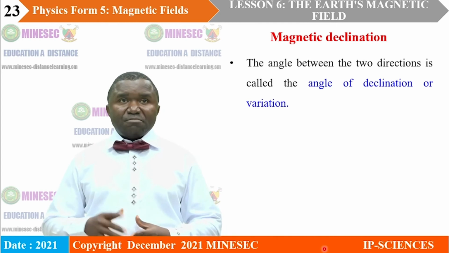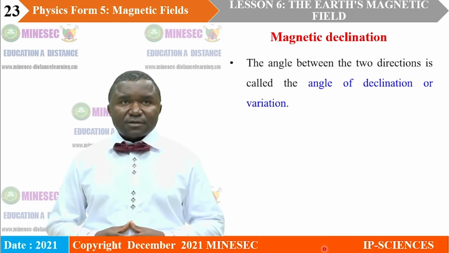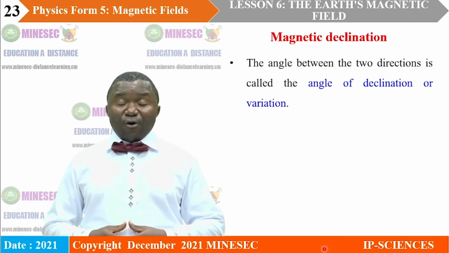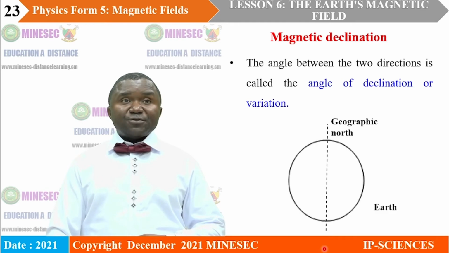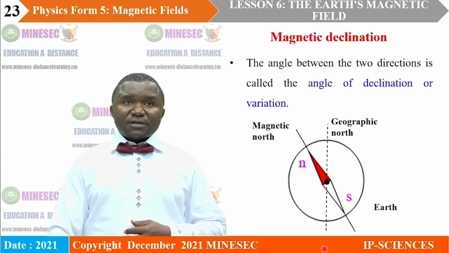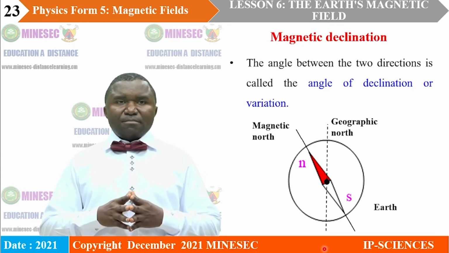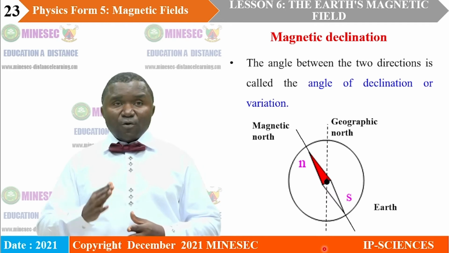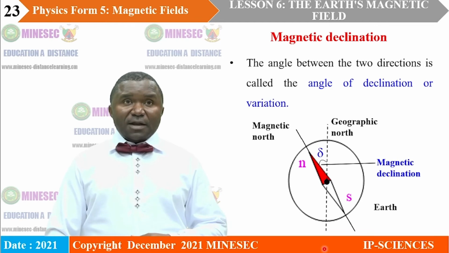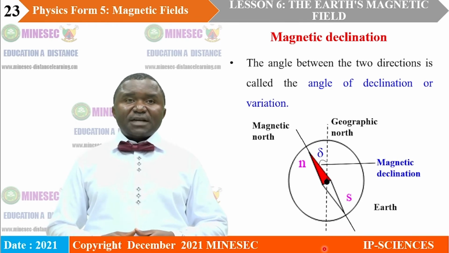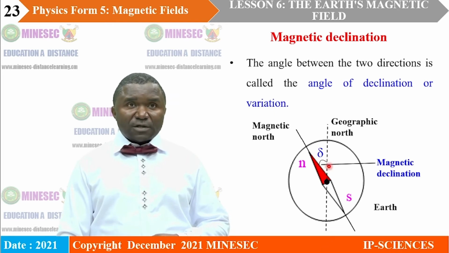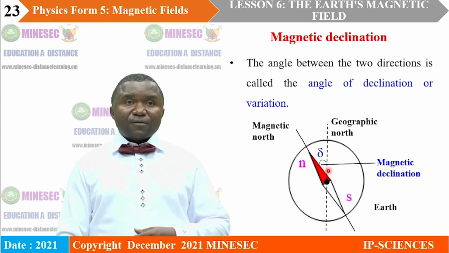This angle between the two directions is known as the angle of declination or the angle of variation. So if we have the geographic north, any magnetic needle or pointer will always deviate from that geographic north, and the angle of declination will be this angle between the true geographic north and the direction of the field.